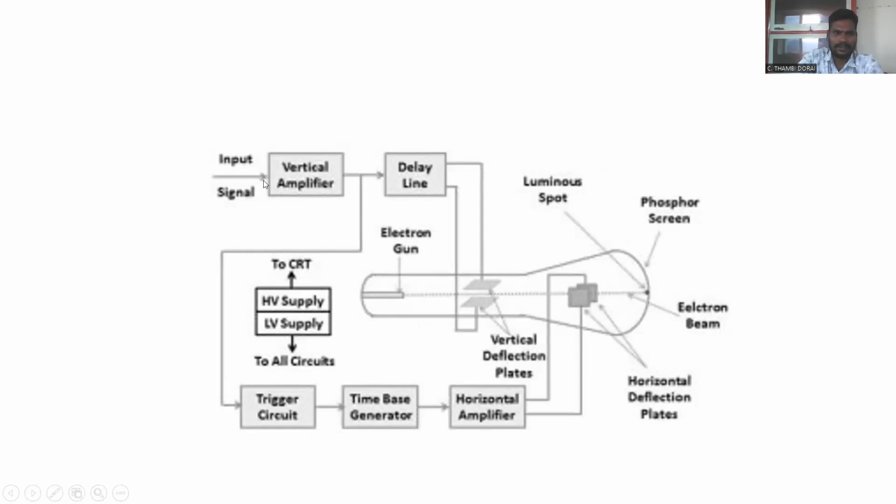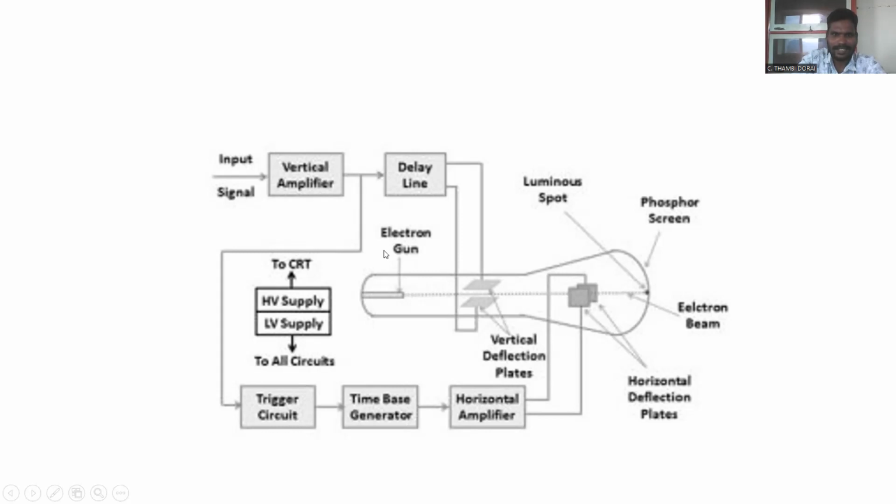Here it is an input signal. Here we have the vertical amplifier, delay line, trigger circuit, time-base generator, horizontal amplifier, and this is the CRT. Here the delay line is used to synchronize the vertical amplifier and horizontal amplifier. So this delay line creates some delay in order to synchronize the vertical amplifier and horizontal amplifier. The time-base generator is used to produce the sawtooth waveform, using the high voltage and low voltage.